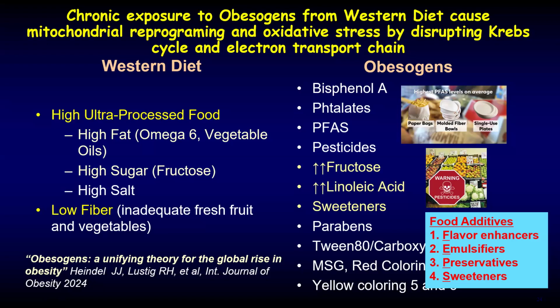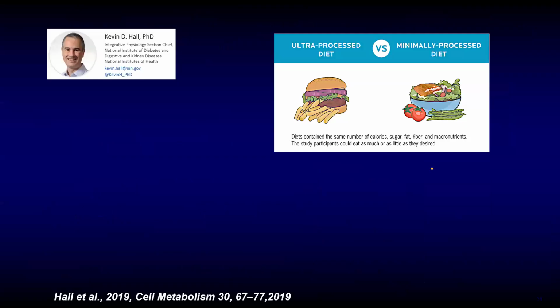So I call them the FEPs: flavor enhancers, emulsifiers, preservatives, and sweeteners. So that's all this group, on top of the other macronutrients, that are actually part of ultra-processed food. So here's the deal. Does it matter where the food comes from? Should we eat whole foods? Does it make a difference, or ultra-processed food?